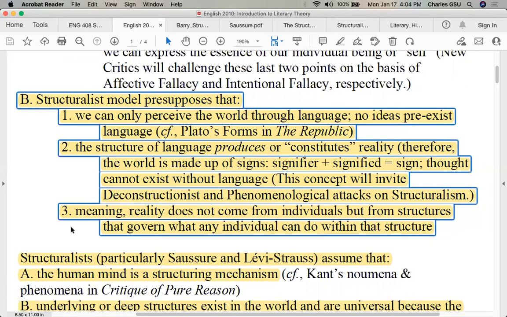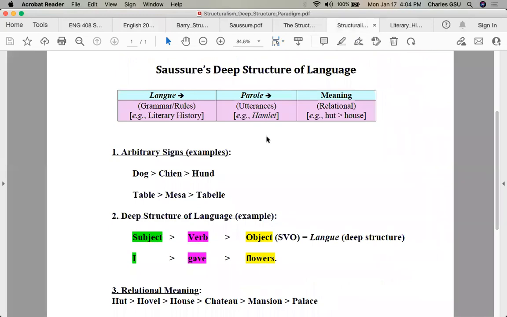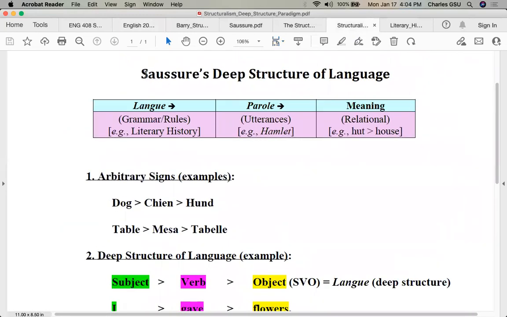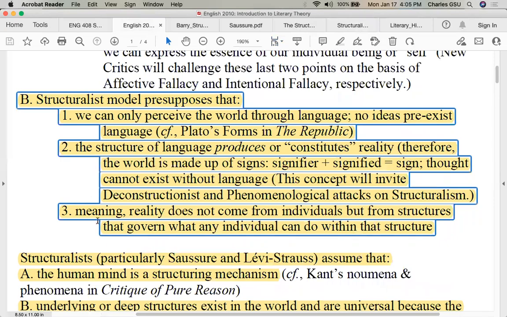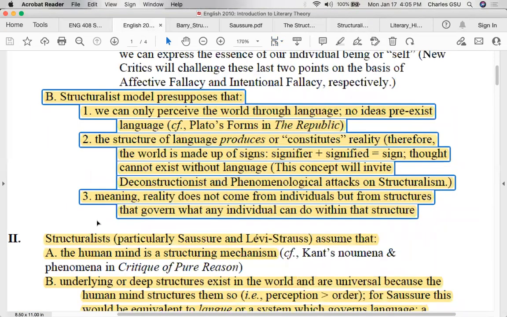And thirdly, structuralists believe that meaning in reality, therefore, does not come from individuals like the new critics thought, but from structures that govern what any individual can do within that structure. And that could be language itself, it could be a genre, it could be a sentence. I'm going to come back to this page or image here, but this is what we're going to be talking about when they talk about deep structures of language. That's a fairly radical shift from last week's new criticism.